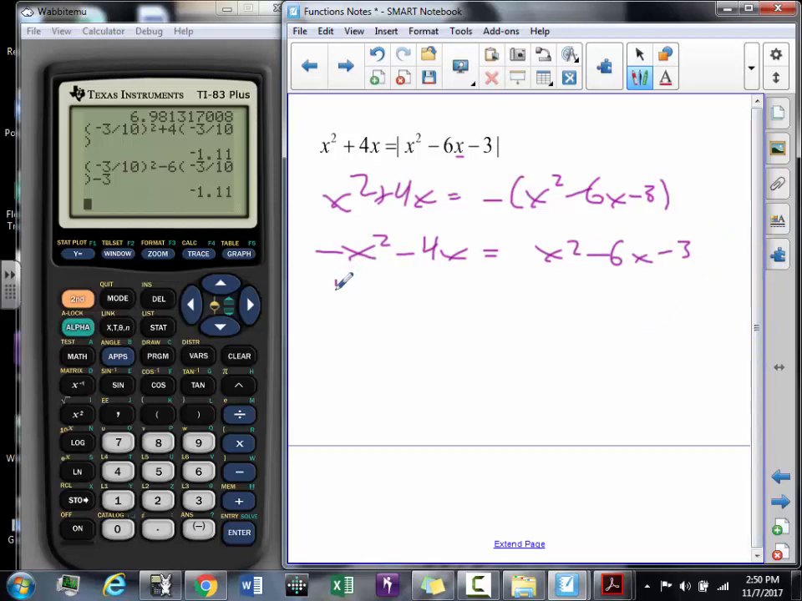Okay, let me try this again without screwing up. I'm going to add x squared to both sides. I'm going to add 4x to both sides, which is going to give me 2x squared minus 2x minus 3.